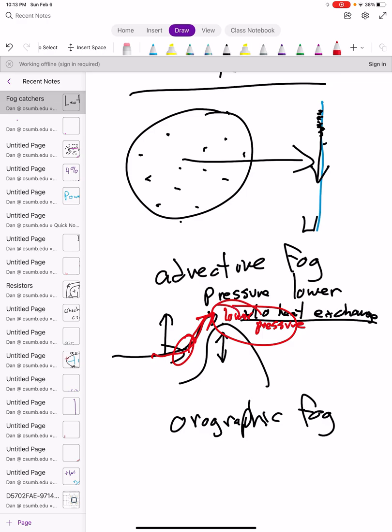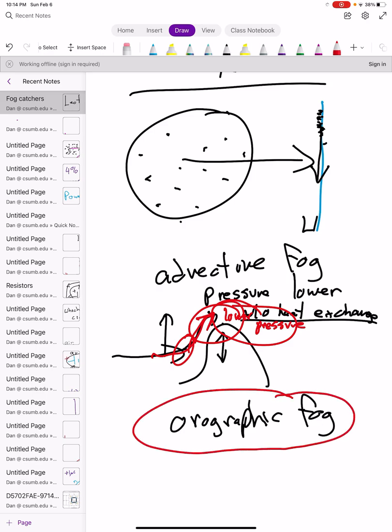And so you're going to tend to get fog and clouds over mountains. That's why, if you see a mountain range, there'll often be clouds that are draping the mountain at the mountain peaks. To somebody on the mountain, that would be fog. All right, so that's called orographic fog.